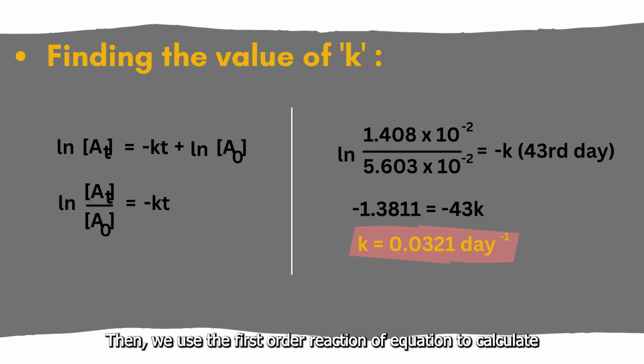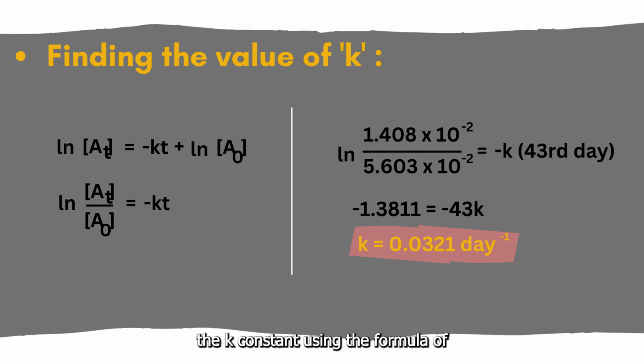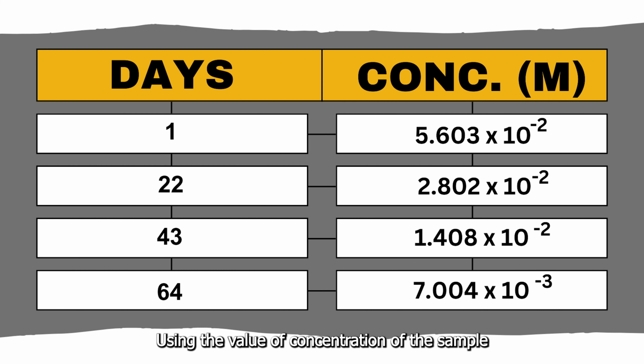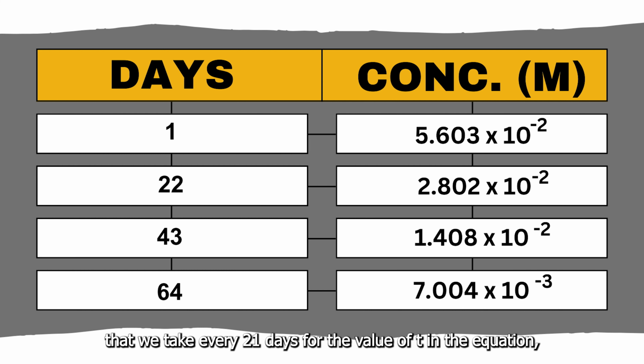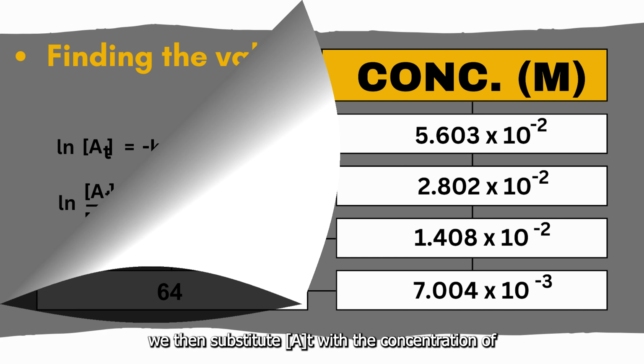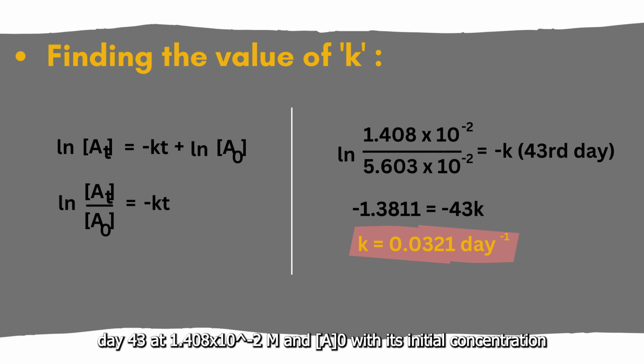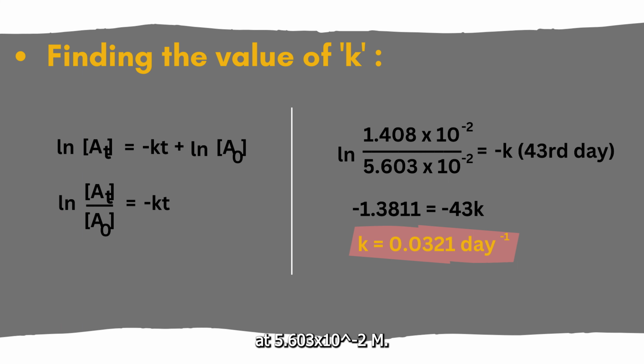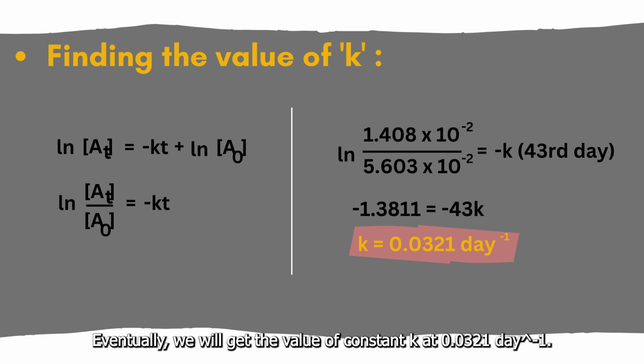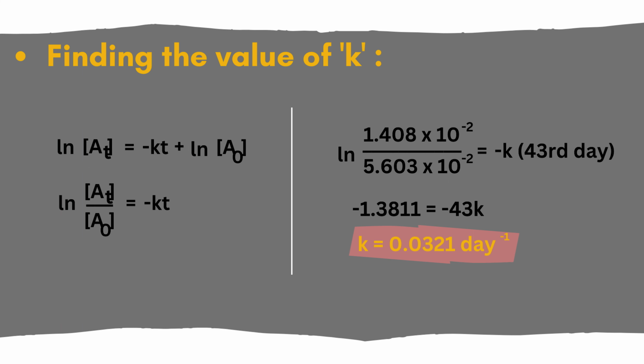Then, we use the first order reaction equation to calculate the k constant using the formula ln At equals negative kt plus ln A0, assuming A as the symbol of thorium-232. Using the value of concentration of the sample that we take every 21 days for the value of t in the equation, we then substitute At with the concentration of day 43 at 1.408 times 10 to the power of negative 2 molar and A0 with its initial concentration at 5.603 times 10 to the power of negative 2 molar. Eventually, we will get the value of constant k at 0.031 day to the power of negative 1.